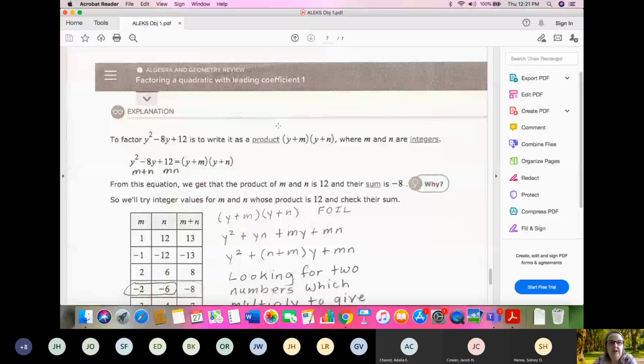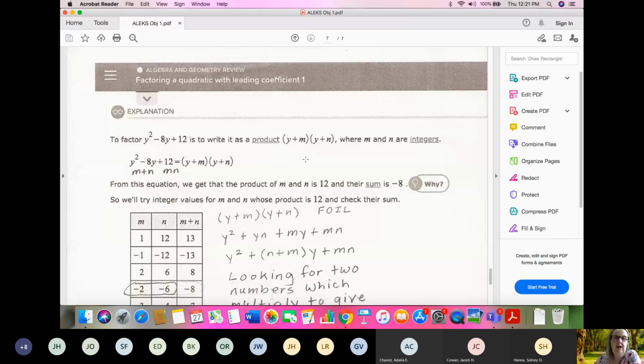Factoring is one of those topics where different things work for different students. So my method of factoring is very similar to this, but I wanted to show you how ALEKS presents it, because I want you to see the connection between the way I do it and the way ALEKS does it. So let's talk about factoring a quadratic with leading coefficient 1. Now, what is a leading coefficient?